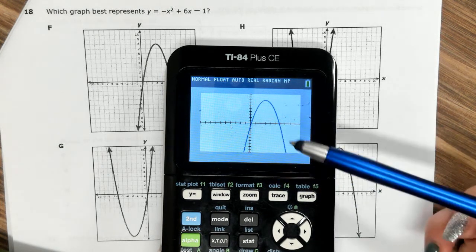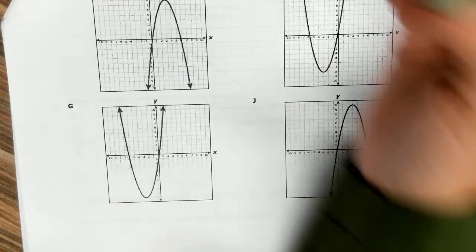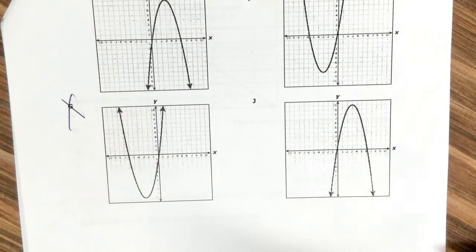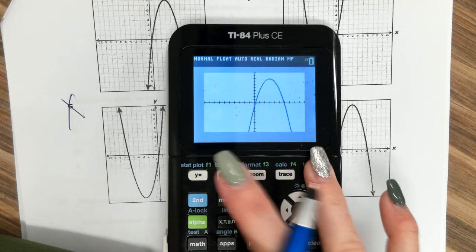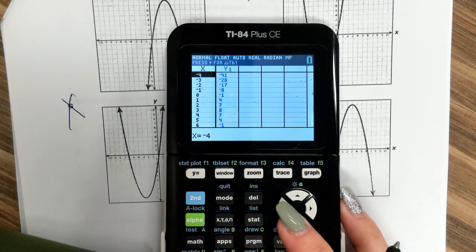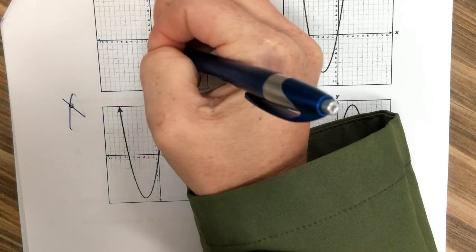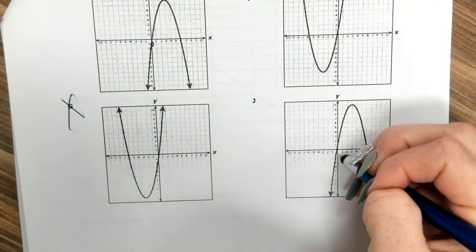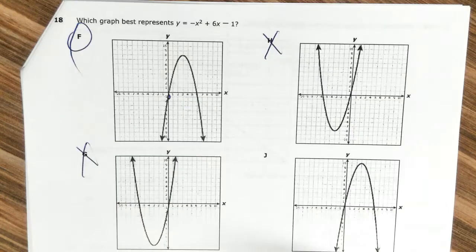So it's like a sad face. It's going down, right? So what could I mark off right away? G and H. And then the next thing I would do is just check the points. So I go to the table. When x is 0, y is -1. So F looked good and J did not, right? So there you go. F was the answer.